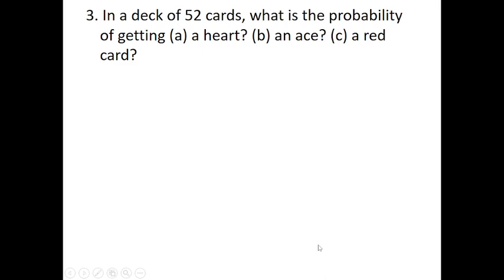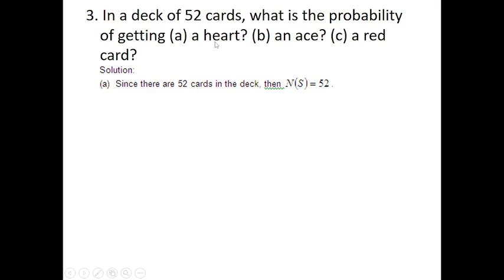So, number 3. In a deck of 52 cards, what is the probability of getting a heart? An ace. A red card. Okay. Solution. Since there are 52 cards in the deck, no, the number of outcomes of the sample space, no, is 52. 52 yung number of outcomes ng ating sample space, 52. No? Okay? Kasi sabi niya, what is the probability of getting a heart? Bubunot ka ng heart card.